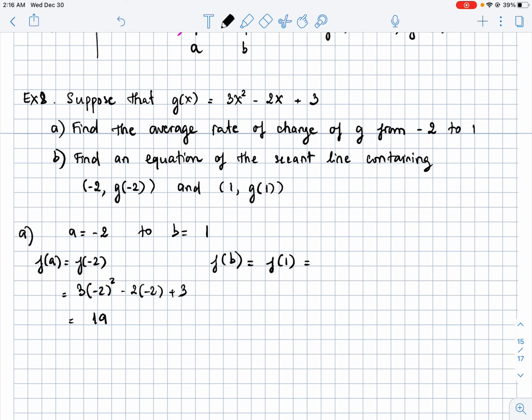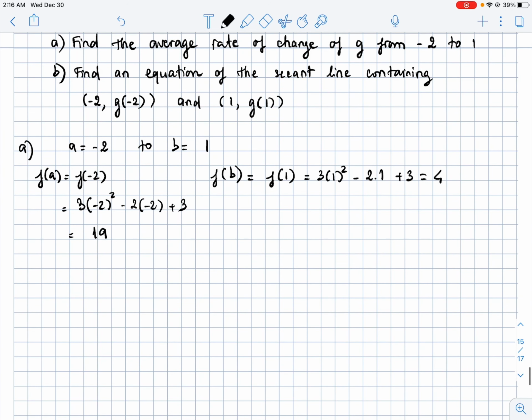We calculate this, and we get the answer is 19. If we plug in B into the function, which is 1, we will get 3 times 1 squared minus 2 times 1 plus 3, which is equal to 4. Then the average rate of change equals f of B minus f of A divided by B minus A, so over 1 minus -2. So we have -15 over 3, and the answer is -5.